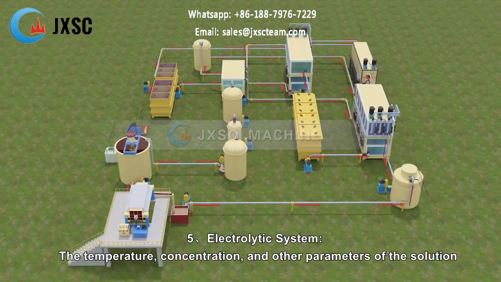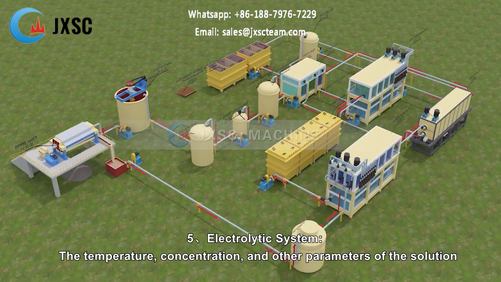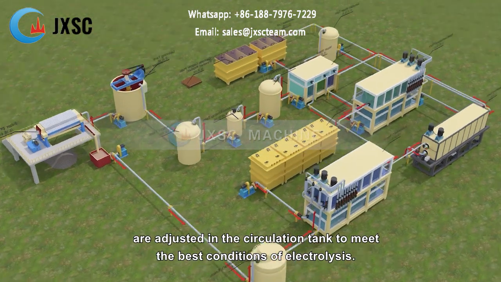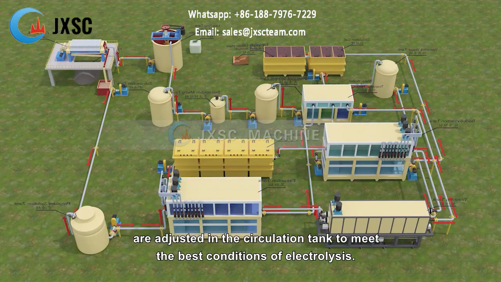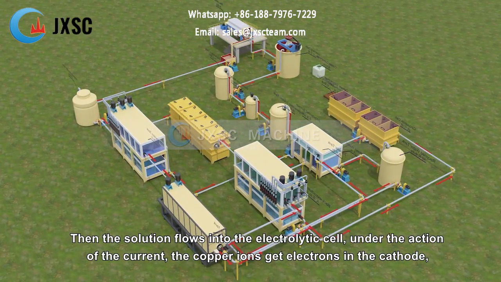5. Electrolytic system. The temperature, concentration, and other parameters of the solution are adjusted in the circulation tank to meet the best conditions of electrolysis. Then the solution flows into the electrolytic cell.